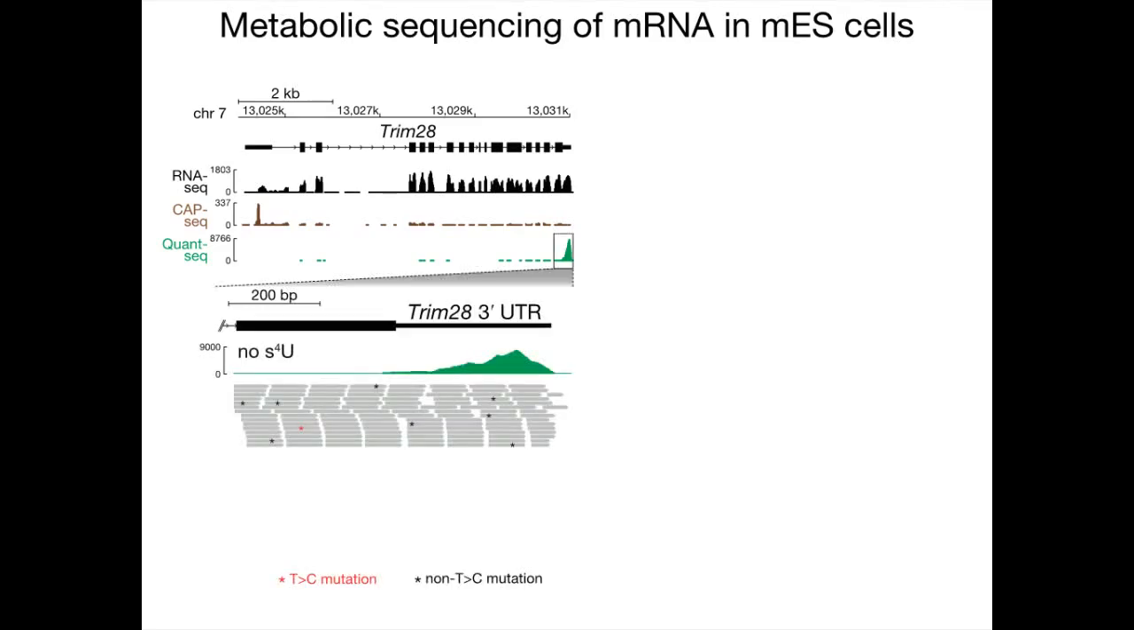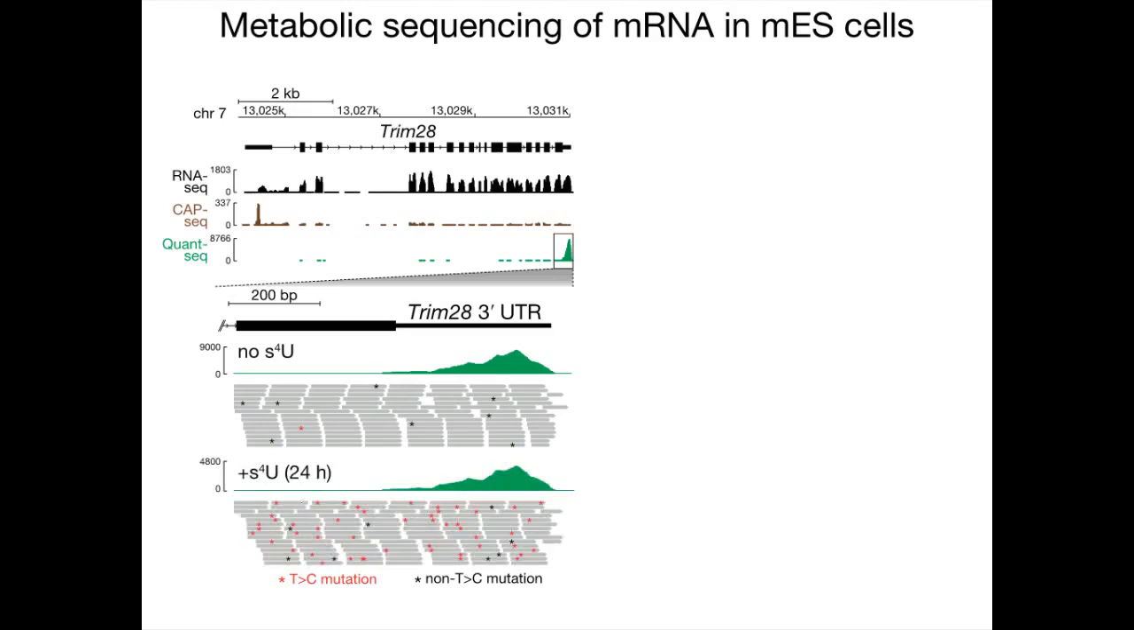When we zoom into this region and inspect a subset of the underlying reads, we observe a low mutation frequency in samples generated from untreated cells, and after metabolic labeling for 24 hours, followed by SLAMseq, we observe a strong accumulation of T>C conversion-containing reads.